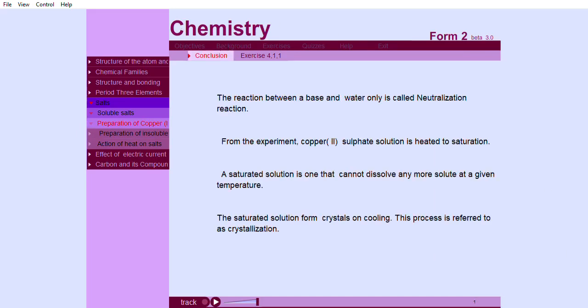The reaction between a base and an acid is called a neutralization reaction. From the experiment, copper-2 sulfate solution is heated to saturation. A saturated solution is one that cannot dissolve any more solute at a given temperature. On cooling the saturated solution, crystals form. This process is referred to as crystallization.